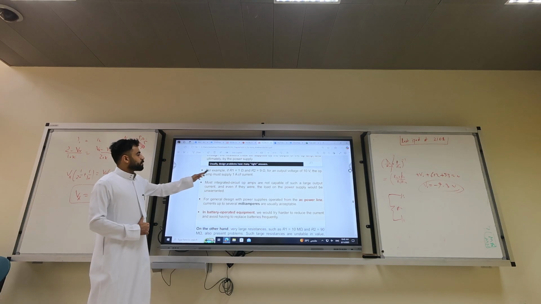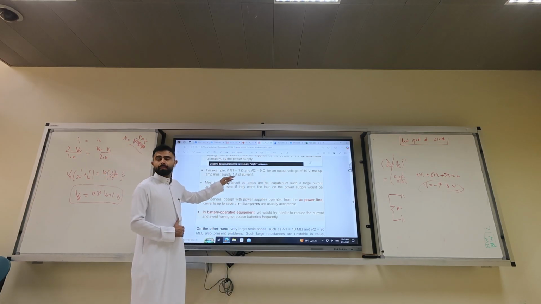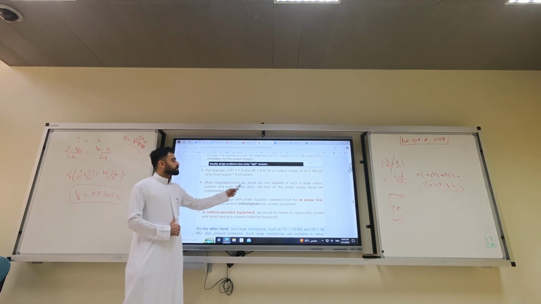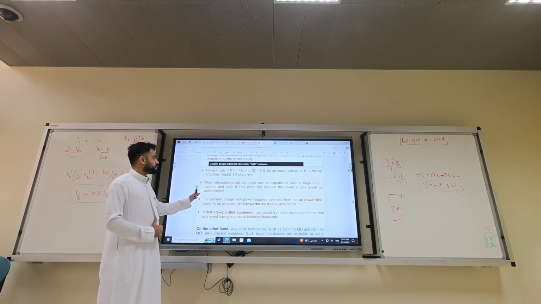So here, for example, if you pick 1 ohm and 9 ohm, the output voltage is 10. 10 over 10 is what? 1 amp. V equals IR. Most integrated circuit op-amps are not capable of such large output current, and even if they were, the load on the power supply would be unwarranted.